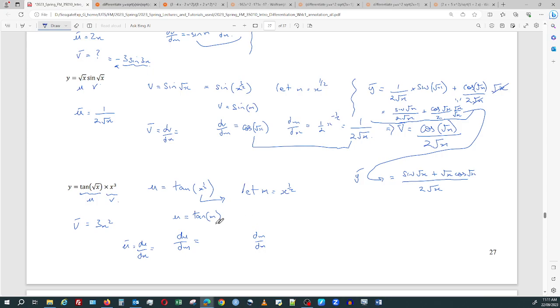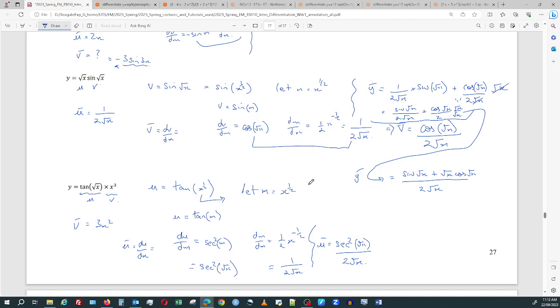Okay, so the derivative of tan m is sec squared, and that is a half x to the minus a half. So this becomes sec squared square root of x, and this becomes 1 over 2 square root of x. So we put them together as a product, and u dash is equal to sec squared square root of x over 2 root x.